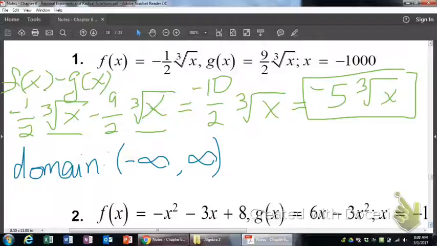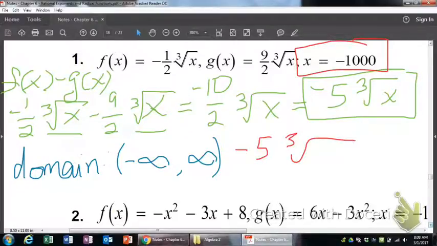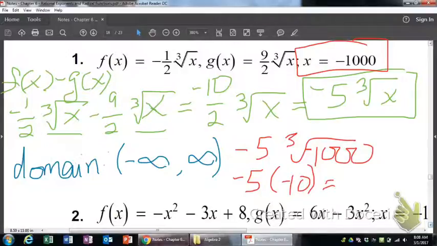And then finally, I'm going to plug in this x value of negative 1,000. So negative 5 cube root of 1,000. I'm sorry, negative 1,000. You can put the cube root of negative 1,000 into your calculator. Remember when you type it in your calculator, to get the cube root, you type 3 math 5. 3 being the root, and then math 5. So when you plug it in, you get negative 10. Negative 5 times negative 10 is positive 50. And that's your final answer.